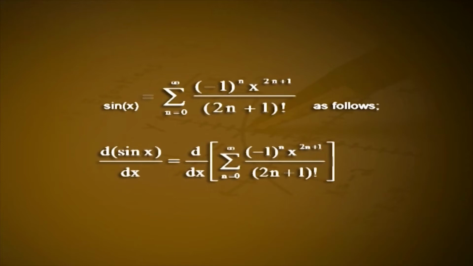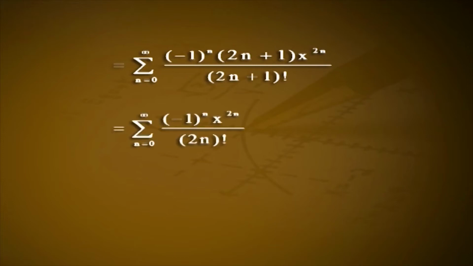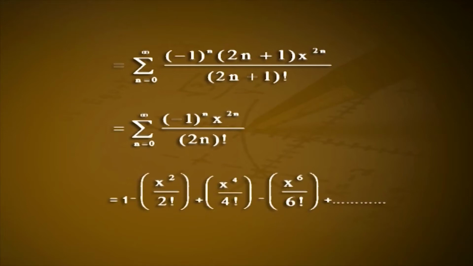d by dx of sin x is equal to d by dx of sigma n is equal to 0 to infinity (-1)^n x^(2n+1) by (2n+1) factorial, which is equal to sigma n is equal to 0 to infinity (-1)^n (2n+1) x^(2n) by (2n+1) factorial, which is equal to sigma n is equal to 0 to infinity (-1)^n x^(2n) by (2n) factorial, which is equal to 1 minus x^2 by 2 factorial plus x^4 by 4 factorial minus x^6 by 6 factorial plus and so on.